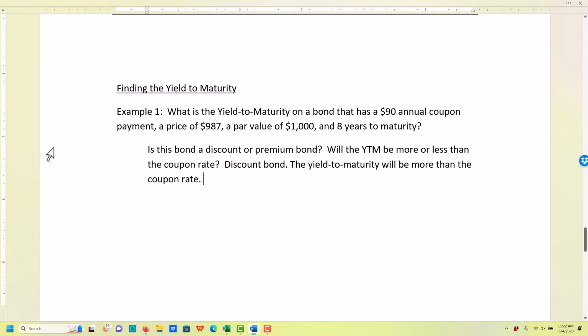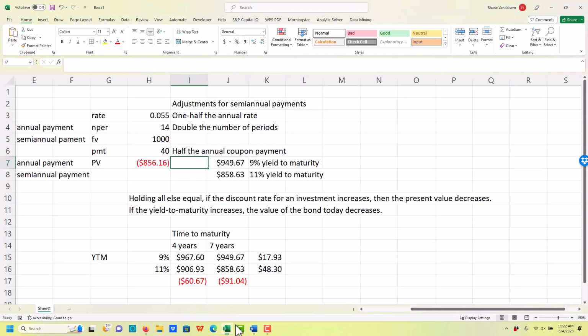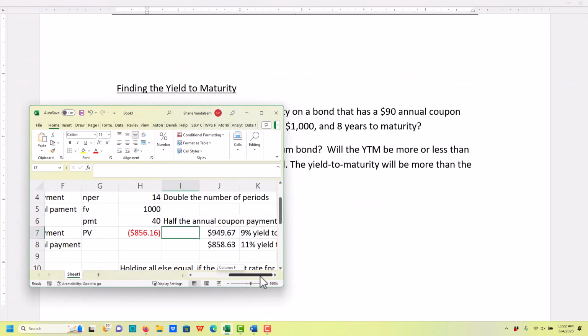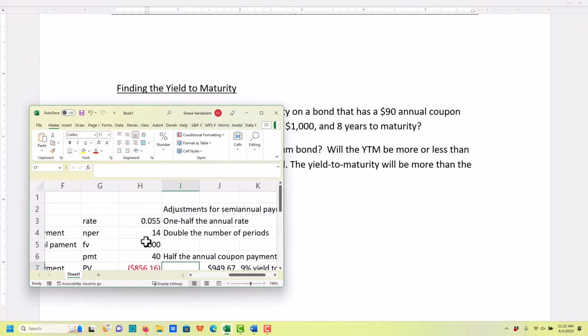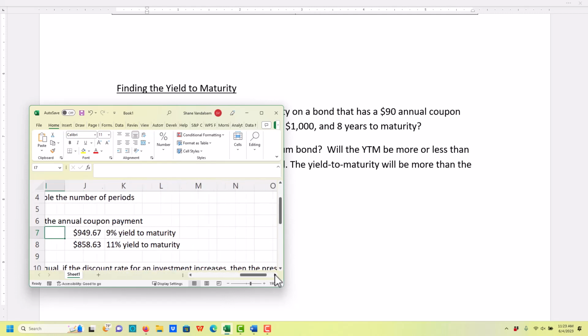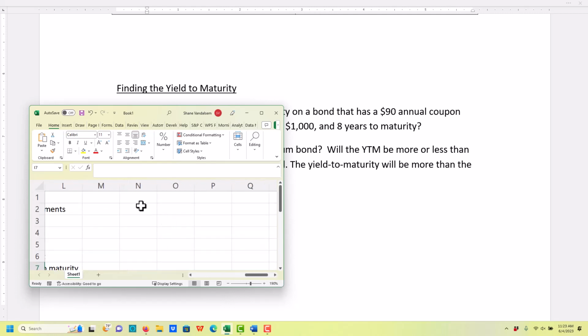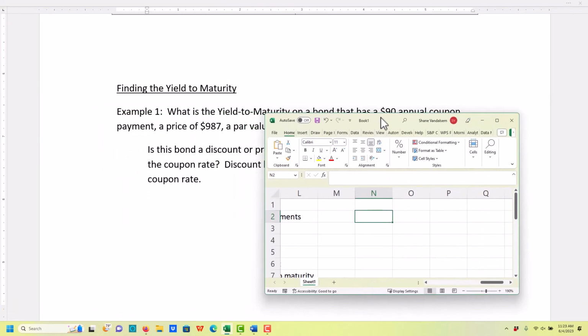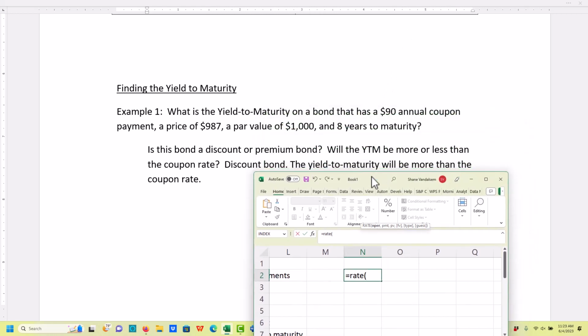Go back to Excel, and I will make it so I can see my problem so I don't have to switch back and forth. Now we're not solving for the present value anymore, so we can't really use this. So I'll set up a new section over here. I'm looking for the rate, so I'm going to put equals RATE. My number of periods, this is an annual bond, so my number of periods is 8.